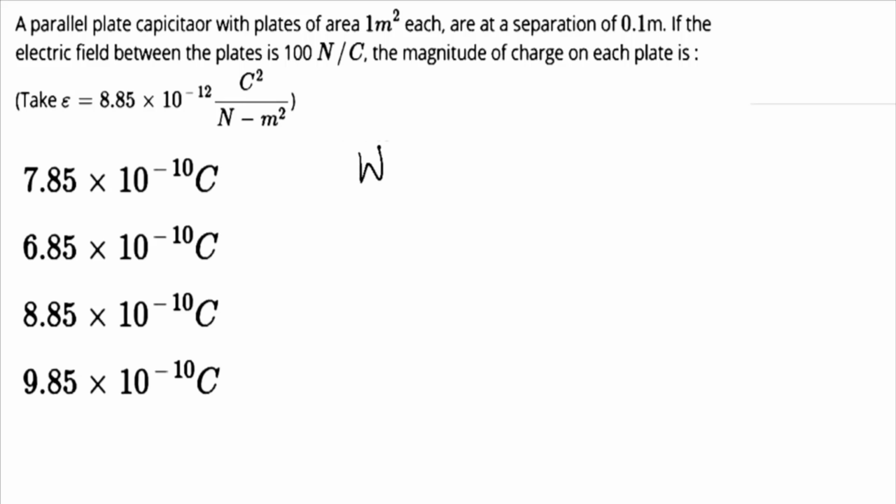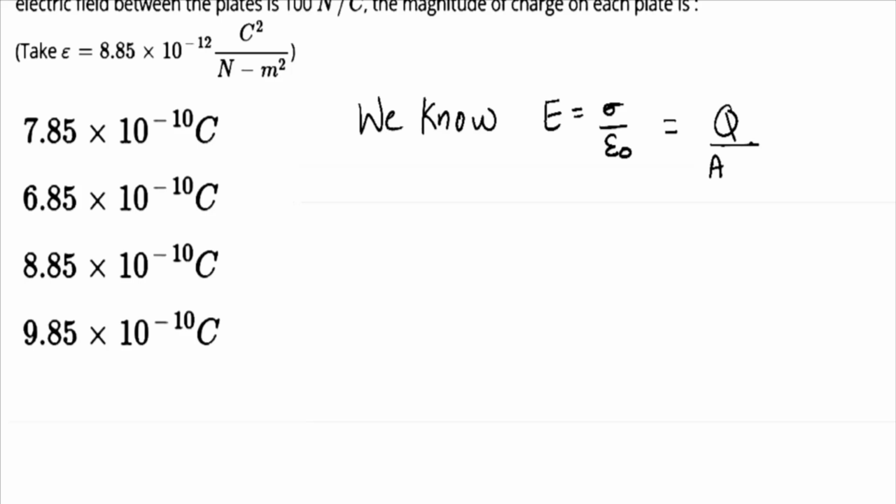As we know, the formula to find out electric field is E equals to sigma upon epsilon naught, where sigma is the surface charge density. Sigma, we can write as charge per unit area, that is Q upon A. Epsilon naught will be as it is. Now on multiplication, we get Q equals to A E epsilon naught.